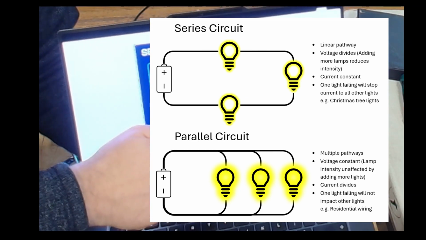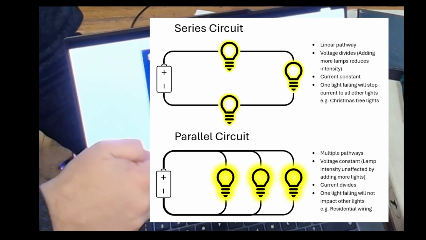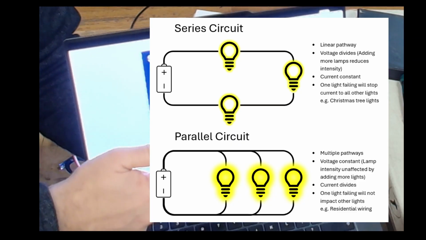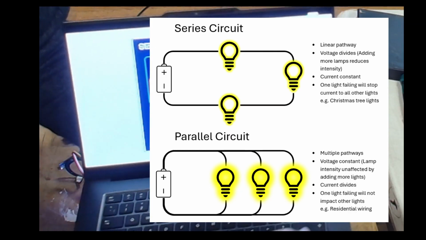In parallel circuits, the current divides. So in this case, your lamps would be brighter, but your battery would drain faster. Okay?